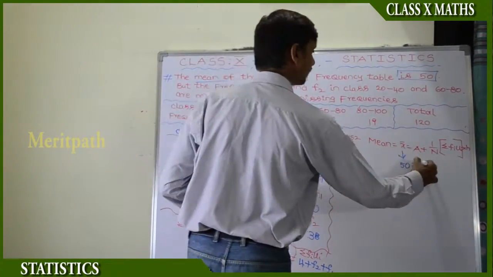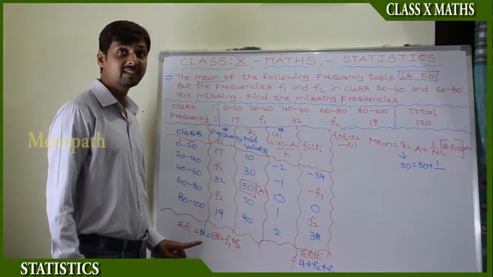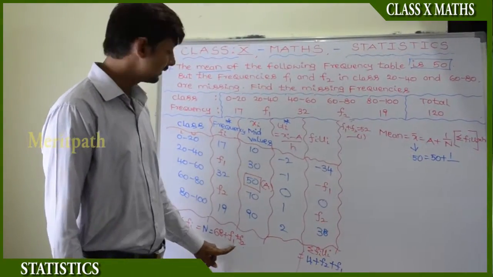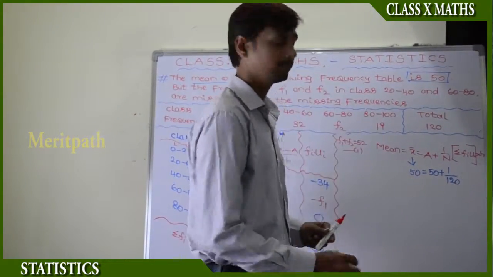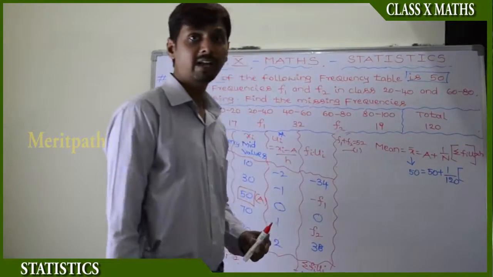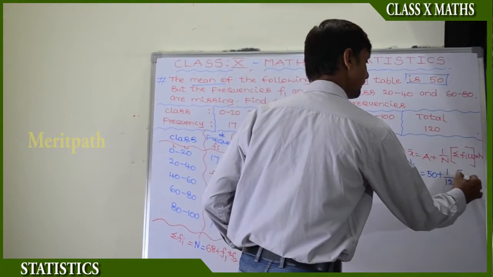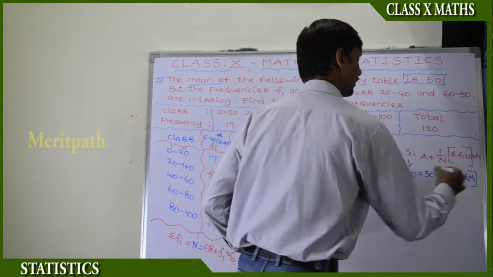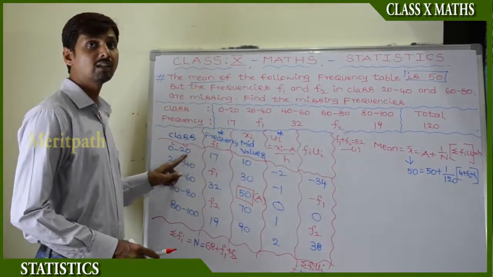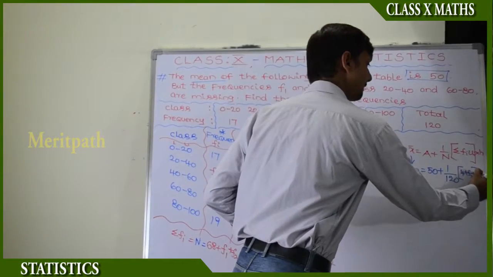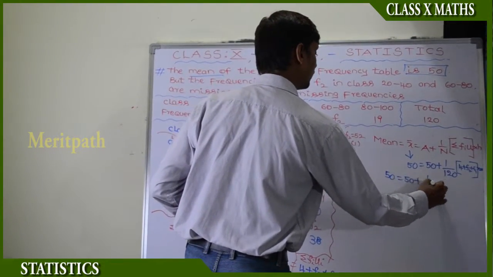Let's take in the place of A, 50, plus 1 by N. N is nothing but the sum of the frequency. We know that, instead of 68 plus f1 plus f2 we can take it as 120. So here in the place of N, 120. So sigma fi ui, we know that sigma fi ui is nothing but 4 plus f2 minus f1. Then into h, which is nothing but the length of the class interval, that is 0 to 20. We count these numbers, we'll be getting 20. So into 20. Let's write this step again. So 50 is equal to 50 plus 1 by 120.